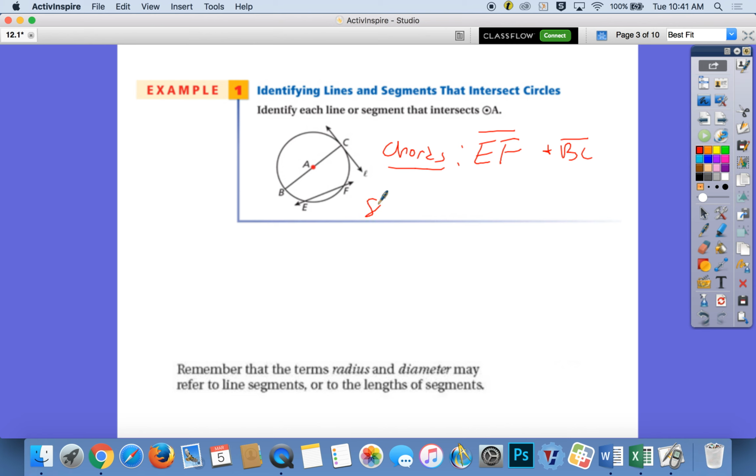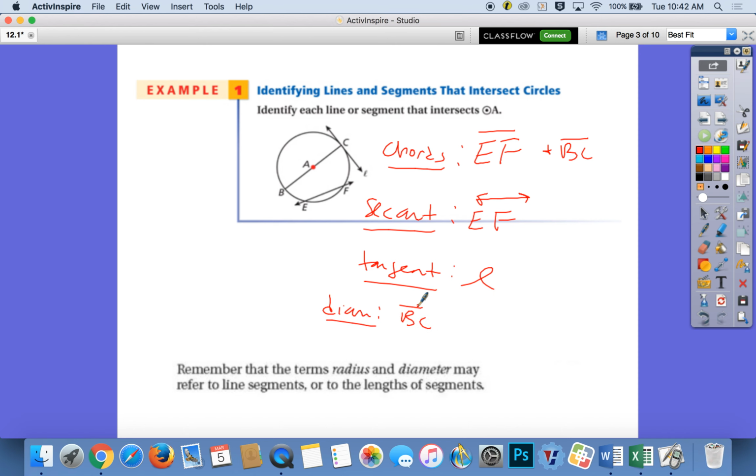Okay, secant. Now, notice the difference between your secant and your chord. Secant is a line, so secant is going to be line EF. This, again, you guys, is something to note, because that's where the small, tiny mistakes are going to happen. Your tangent is going to be line L. We can just call that guy line L. Diameter is going to be BC.